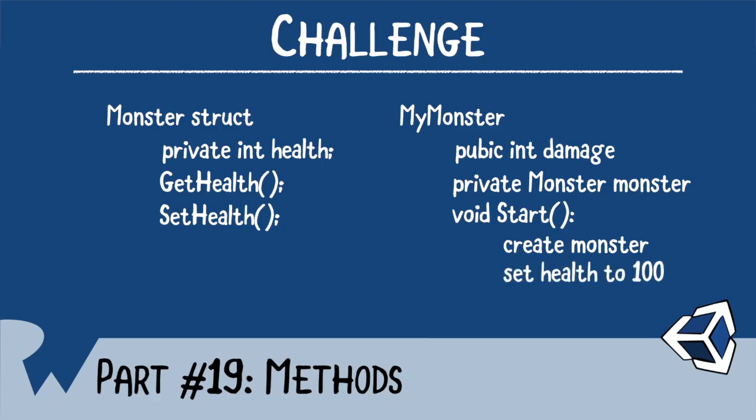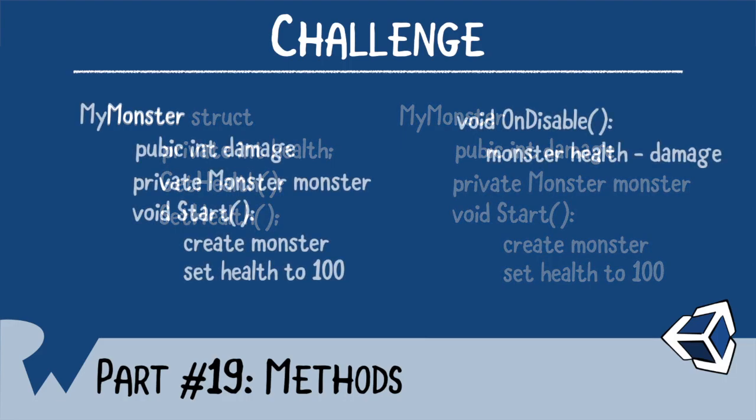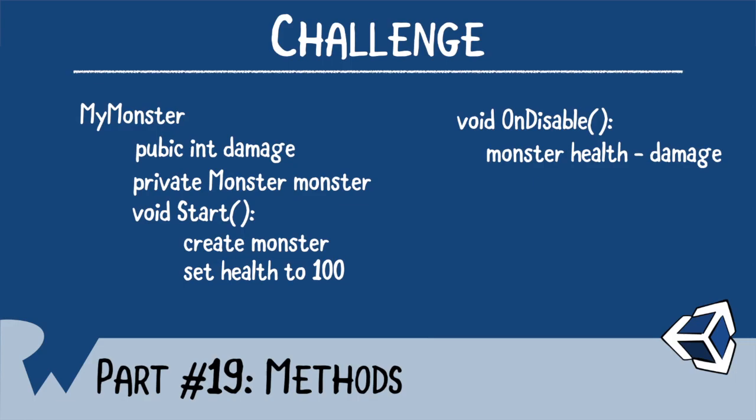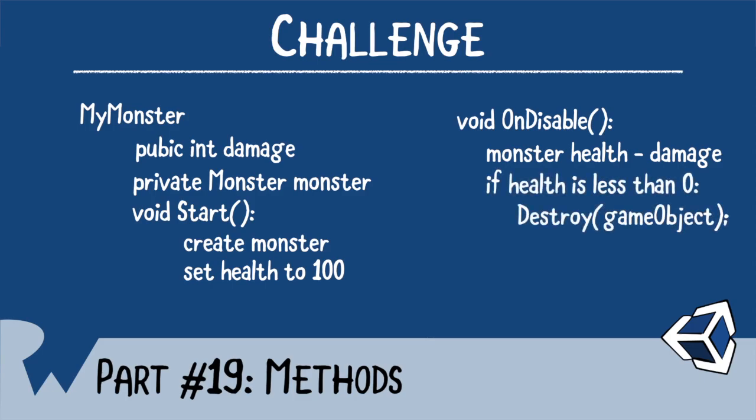Then in on disable, I want you to change the monster's health to apply damage after every on disable. So whatever damage number is entered into the inspector. If the monster's health is less than zero, you should print out monster is dead and then destroy the game object, the current game object, by using this code. If the monster is not dead, simply just print out health is and then print out the monster's health.